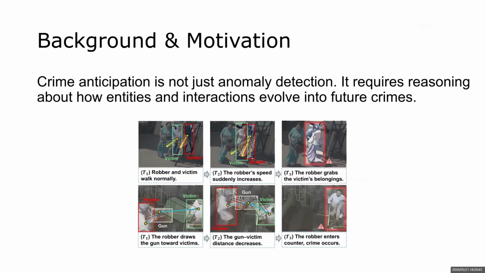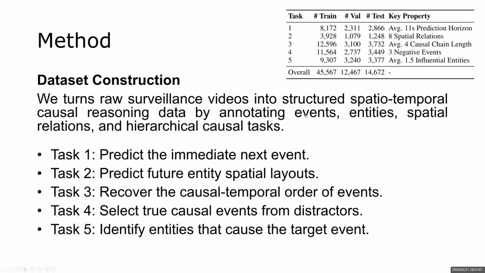For example, in a robbery scenario, the robber may suddenly accelerate towards the victim, or the distance between the weapons and the victim may gradually decrease. These are not isolated visual patterns, they are spatio-temporal causal cues. Existing video understanding models often lack an explicit mechanism to model such causal relationships.